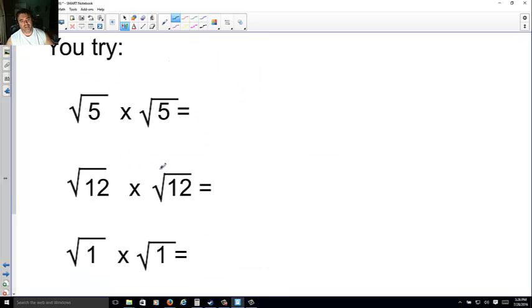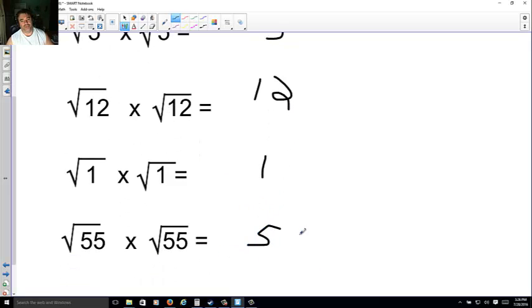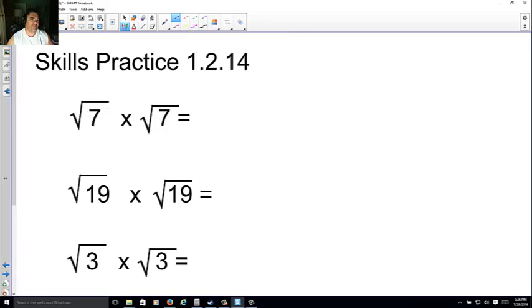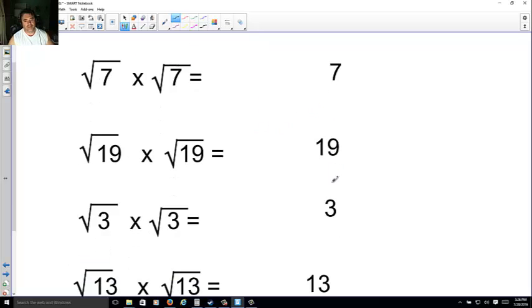You try. Go ahead and combine these here. I hope it's not too difficult. These two roots of the same should make a whole. So should this, and so should this. Oh, and so should this. Skills practice. Go ahead and give these 4 a try. Probably not hard. And there you have them.